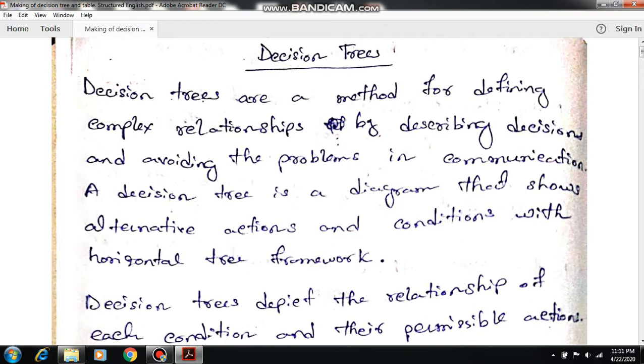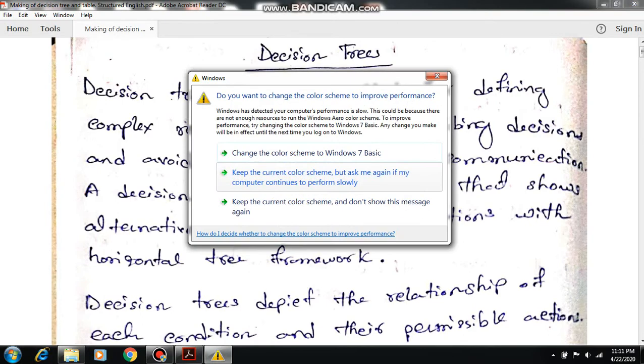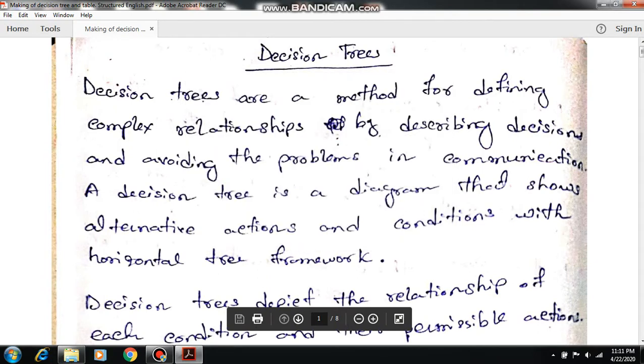Basically, decision means if an action is there, based on the action some conditions are there. So a decision tree describes the action and the condition. Based on the condition, you take the action to solve your problem. Decision trees are a method for defining complex relationships by describing decisions and avoiding problems in communication. A decision tree is a diagram that shows the alternative actions and conditions with a horizontal tree framework.